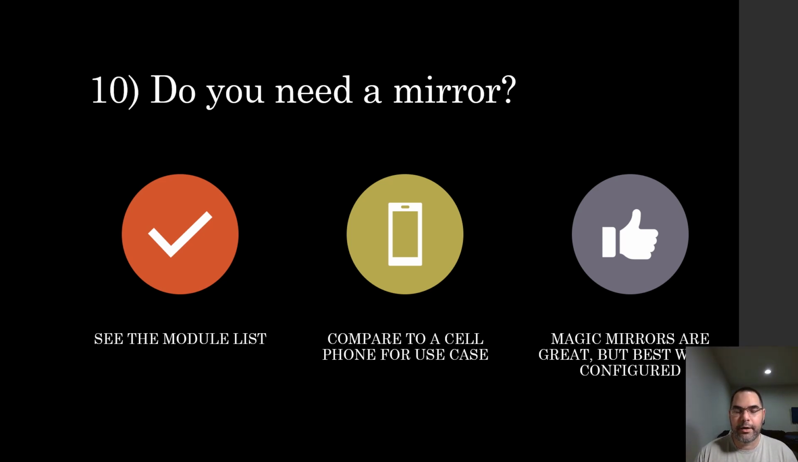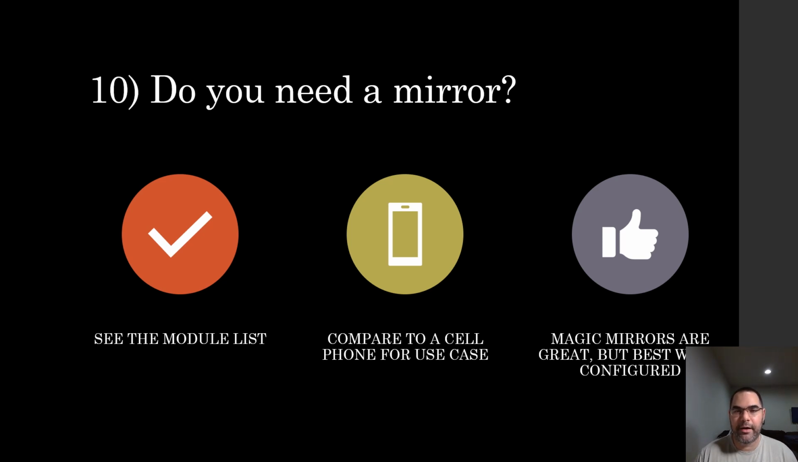So I kind of had to think about why am I building a magic mirror? At this point, I had already built it. Like, am I going to keep it or not? And what I urge you to do is go through the modules list, the third-party modules. I'll link it below. They will help you figure out what is unique about your magic mirror.